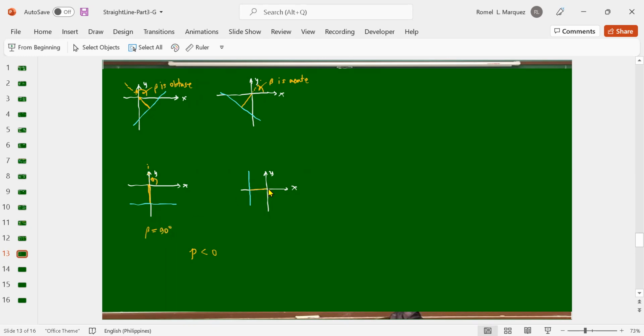So this is our P. You have to extend here. So inclination is, beta is 0 degree. Take note that beta is not to exceed 180 degrees in our case. It is between 0 and 180, including 0 degree. Okay, guys? Get it, guys? Okay.